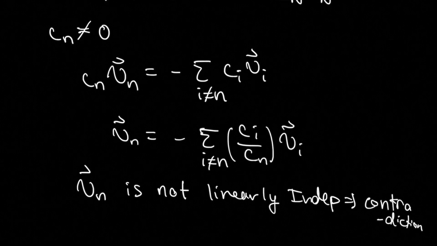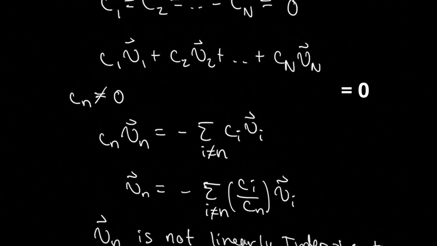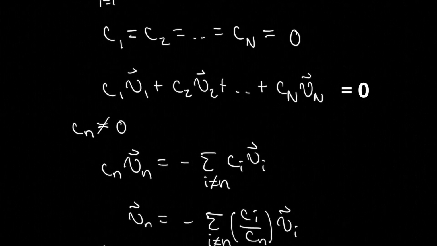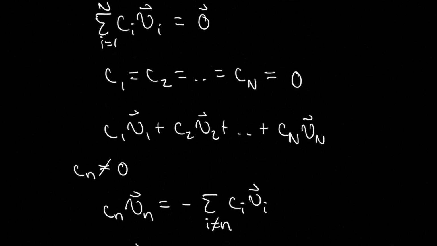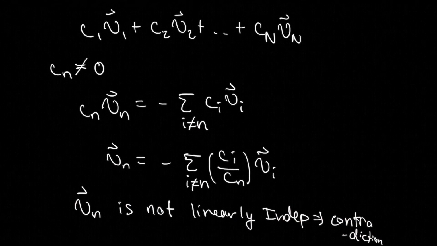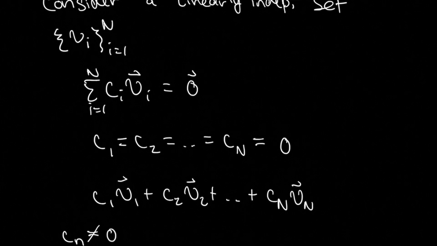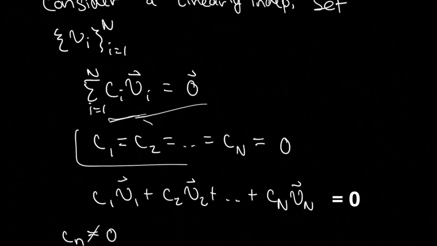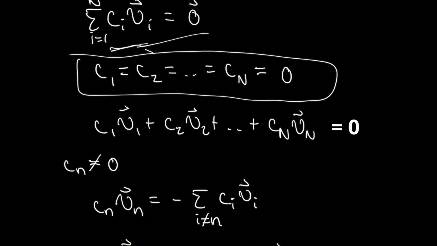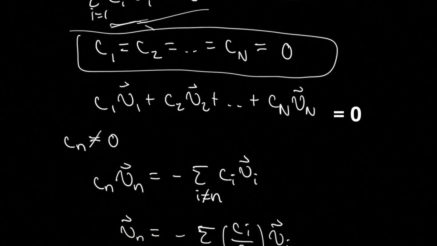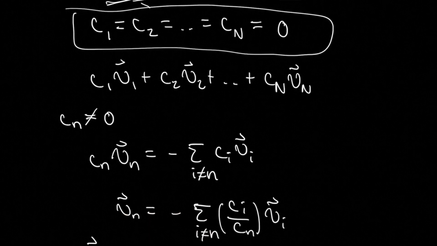So that proves that you cannot have any solution where any of the cn's are not equal to 0. Otherwise, you reach the contradictory conclusion that that vector had to have been not linearly independent, which was against the assumption. So if you have linearly independent vectors, the only solution to an equation like this is this one right here, that all of the coefficients are equal to 0. In other words, the 0 vector can only be represented by a linear combination where the coefficients are all equal to 0.